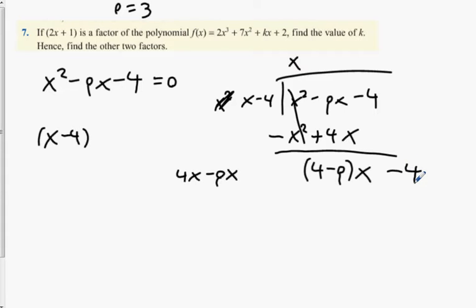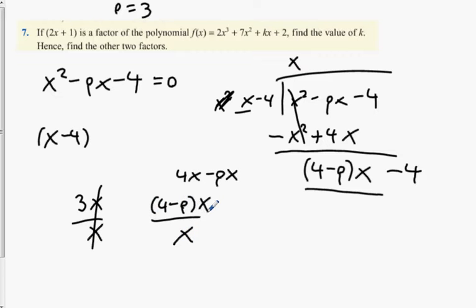Now look at it, and you're going, how many times does x go into 4 minus p times x? Another question would be 3x. How many times does x go into 3x? 3 times, yeah? So how many times would x divide into 4 minus p times x? 4 minus p. Just 4 minus p. How many times would x go into 10x? 10. It doesn't matter what's in front of the x, just that the two x's cancel. So you're going to get plus 4 minus p up here.